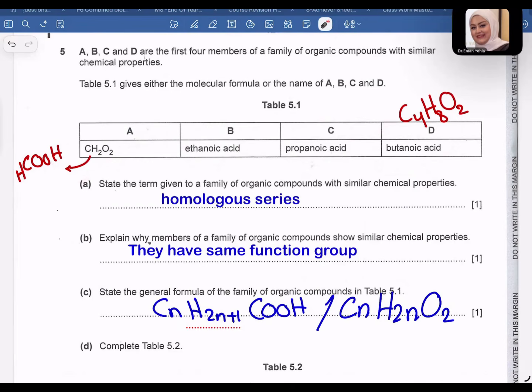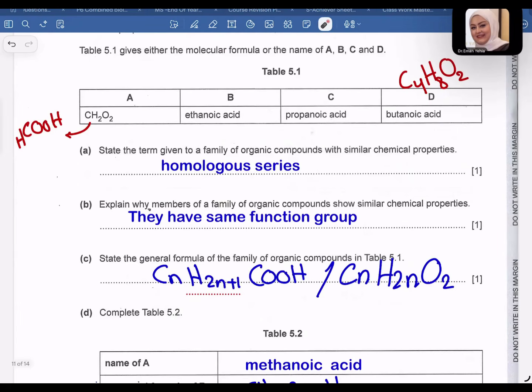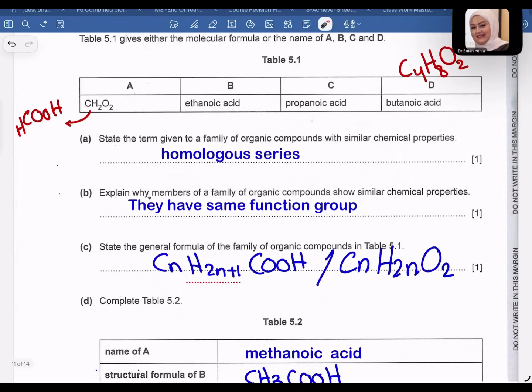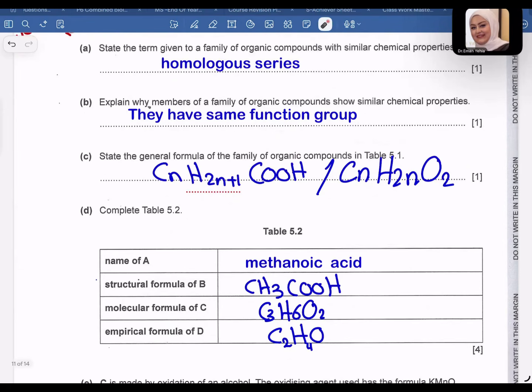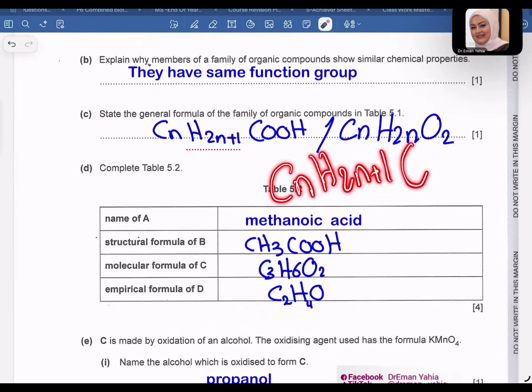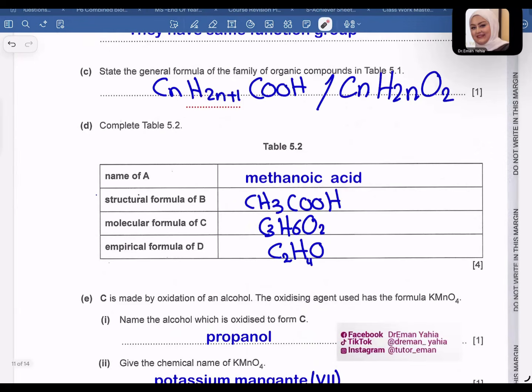Then, state the term for a family of organic compounds with similar chemical properties. It is a homologous series. Then, explain why members of a family of organic compounds show similar chemical properties. They have the same functional group. Then, state the general formula of the family. Carboxylic acid is CnH2n+1COOH, or you can write it like this, CnH2nO2. Both are correct.